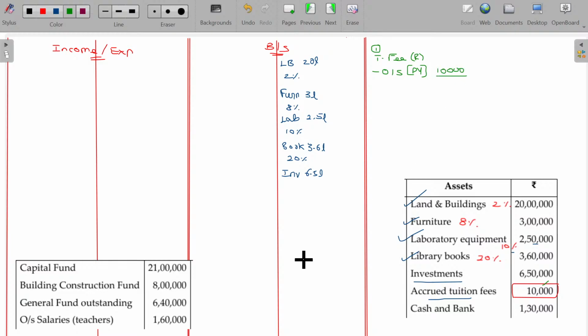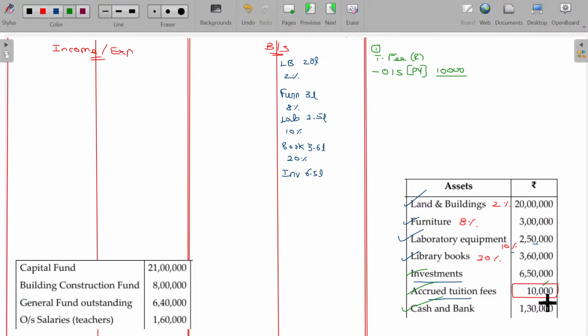Okay, anything given in account form should be posted once. So I have posted this once. Accrued tuition fees, I have posted this once. Clear? Now, posting in the adjustment working note is also considered as posted once. No need to worry about that.